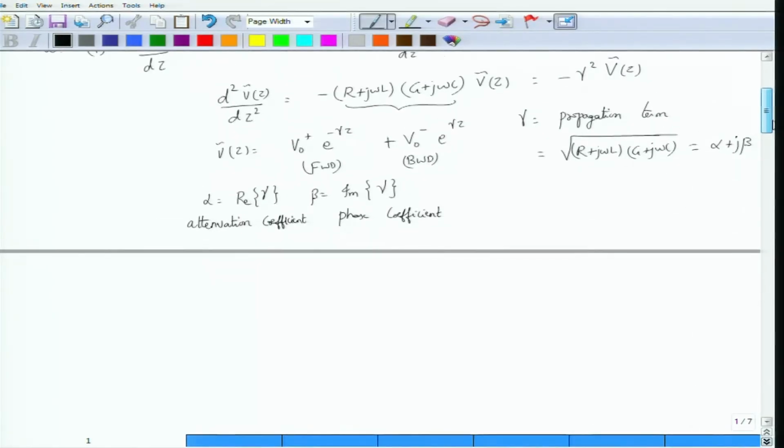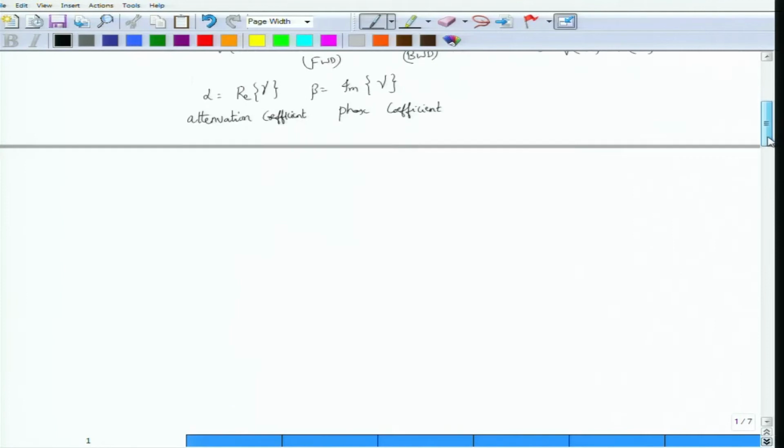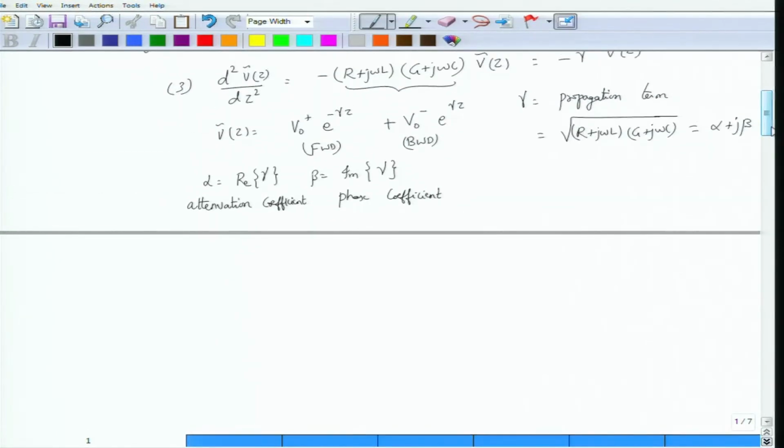The bottom line here is that we were able to obtain a second order differential equation, which is equation 3 over here, for the propagation of the voltage phasor. We solved that equation and saw that there would be forward as well as backward waves. Of course, we have not mentioned how the backward waves could be generated. That is something that we are going to do very soon. So for now let's assume that there is only forward going wave.